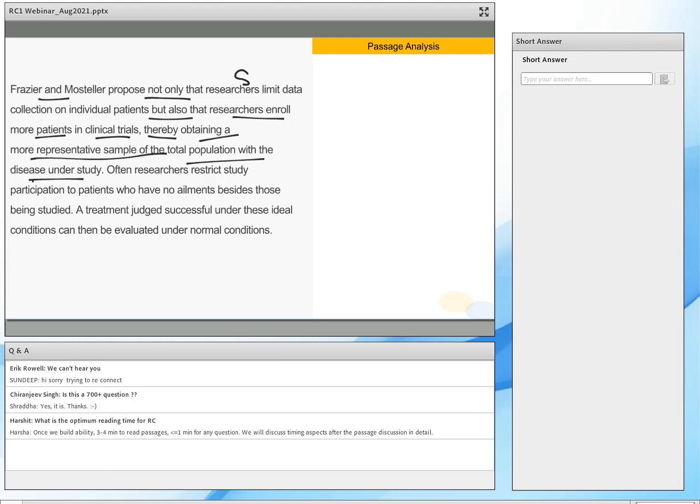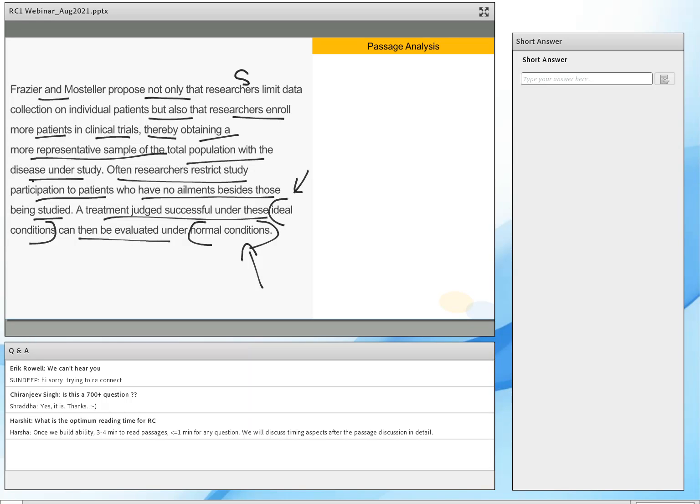And this inference is also supported by the information that we are going to read. Often researchers restrict study participation to patients who have no ailments beside those being studied. A treatment judged successful under these ideal conditions can then be evaluated under normal conditions. In this part of the passage, it is very important that you understood the meaning implied by ideal conditions and normal conditions.